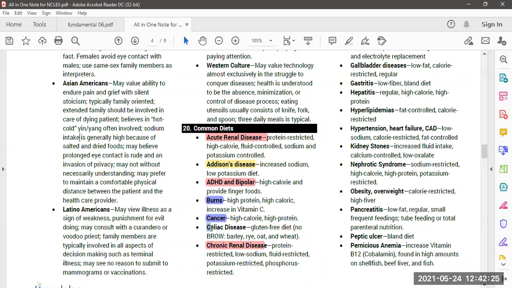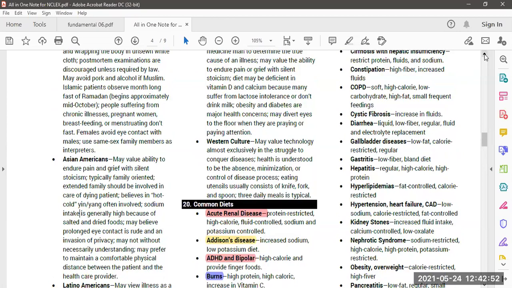In case of celiac disease, give gluten-free diet. Gluten-free diet, easy to remember: BROW. B for barley, R for rye, O for oat, W for wheat. And what next?